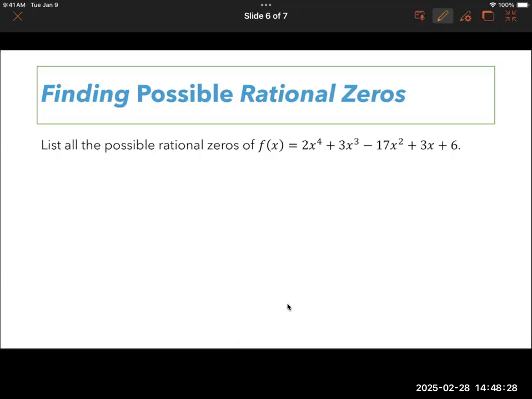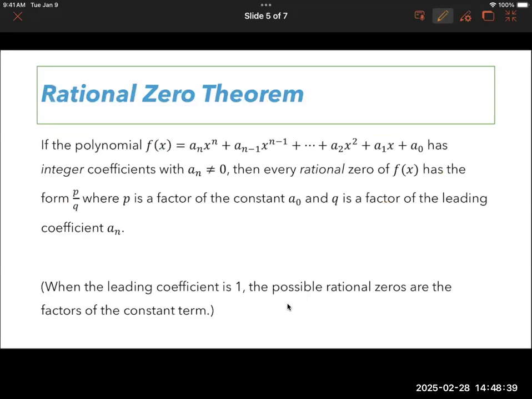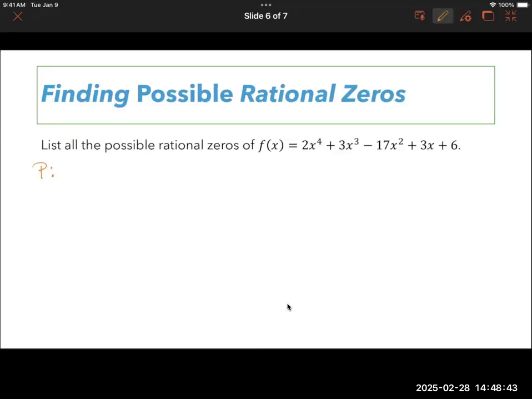So we start by looking at factors of p. And p, remember, is going to come from the constant. So our constant in this case is the 6. So the factors of 6 are 1, 2, 3, and 6.